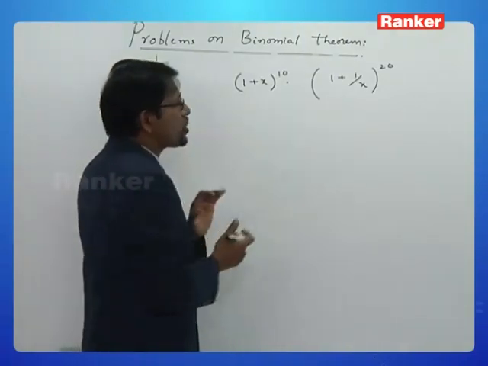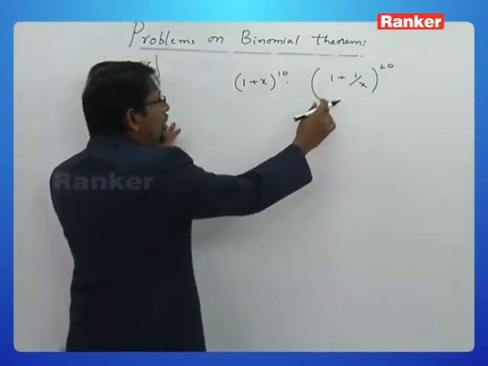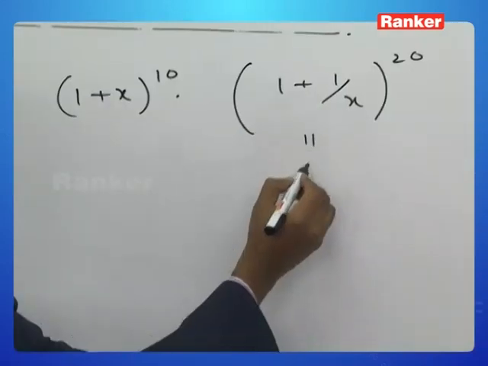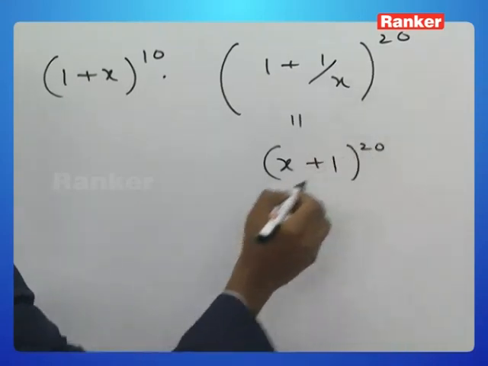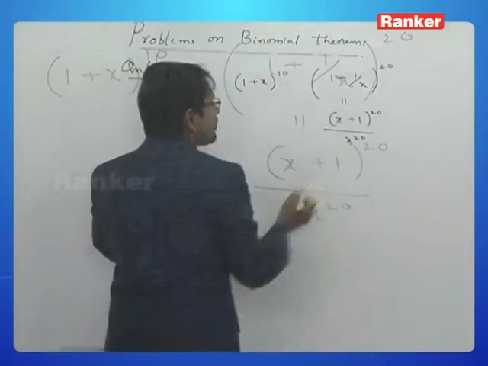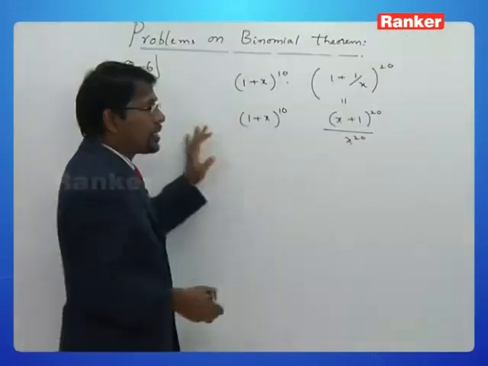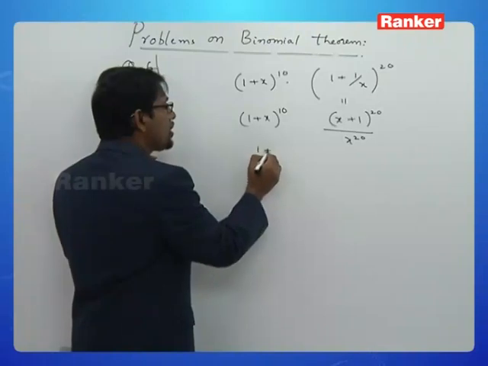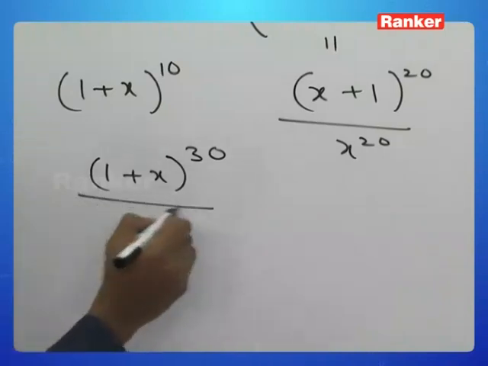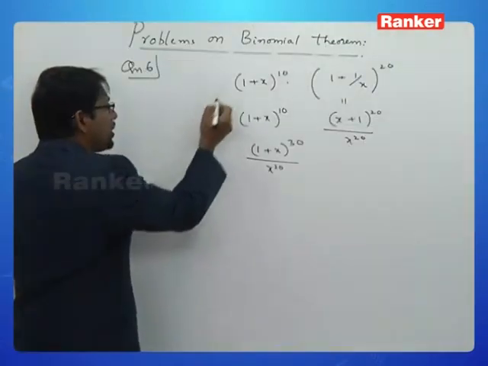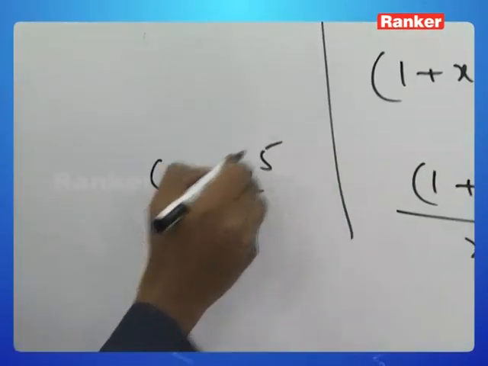Now, can we club these two into one binomial expansion? Let's see. We can rewrite the second expansion in the form (x + 1)^20 divided by x^20. Here we have (1 + x)^10; I am just carrying this as it is. So I can even rewrite this as (1 + x)^30 divided by x^20. Now in this we are interested in the coefficient of x^5.